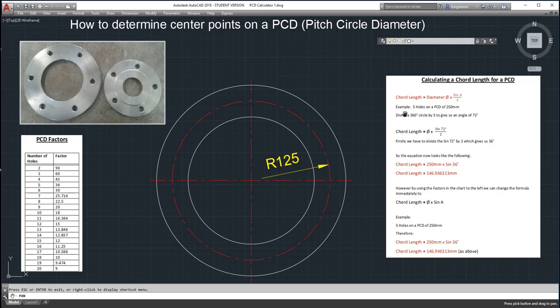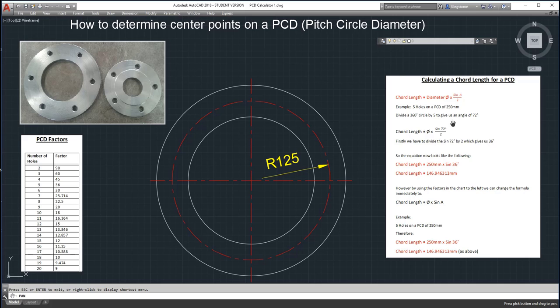The example I'm going to do is for 5 holes on a PCD of 250 millimeters. That 250 millimeters is actually the diameter. So the first thing we would do is divide the 360 circle by 5, and that's going to give us 72 degrees between all the holes. So in this top left hand drawing, it's 72 degrees between each of these holes. From the very center, that would be the arc angle, 72 degrees. So putting that into the formula, we have chord length equals diameter, in this case 250, times sine 72 divided by 2, because 72 was the angle.